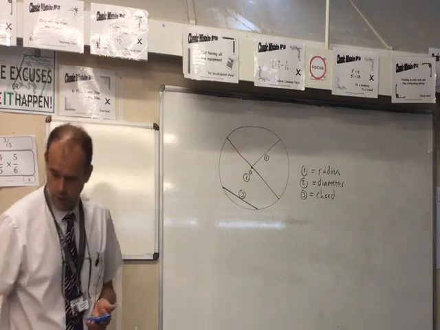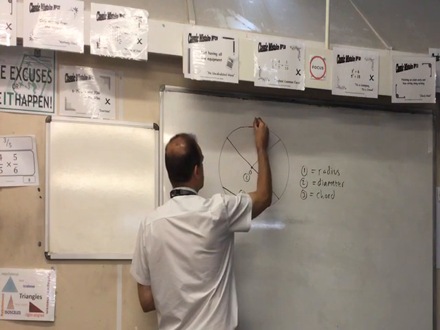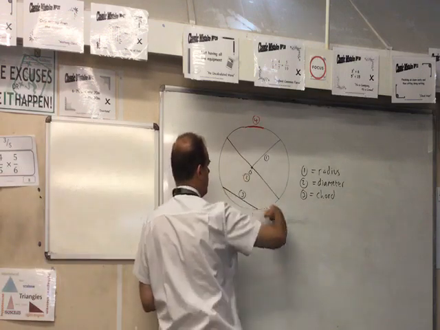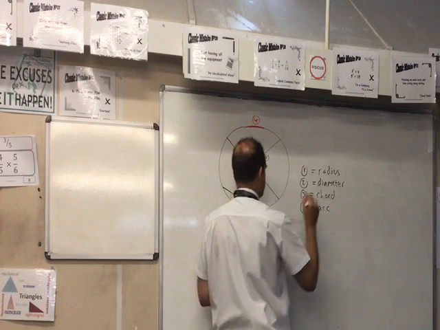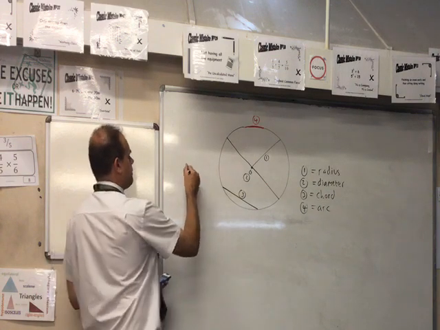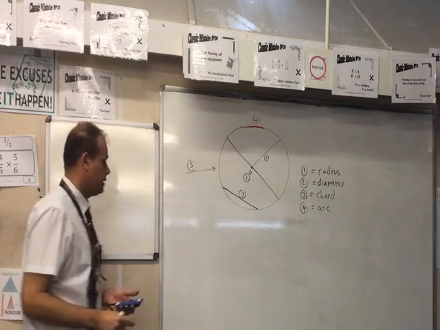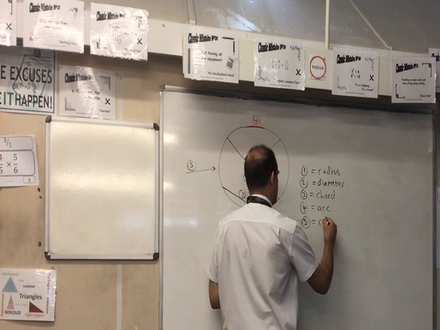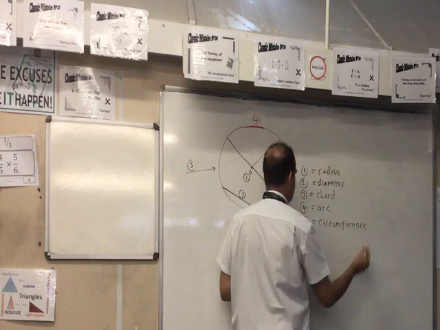Number 4, let me just get my red pen here. It's not drawn very well, it's meant to be curved. Call that number 4 there. Number 4 is part of the way around the whole circle, and that's called an arc, A-R-C. Number 5 is all the way around the circle. That's the actual perimeter of the circle, and it's given the name circumference. It's the curved part of the circle.